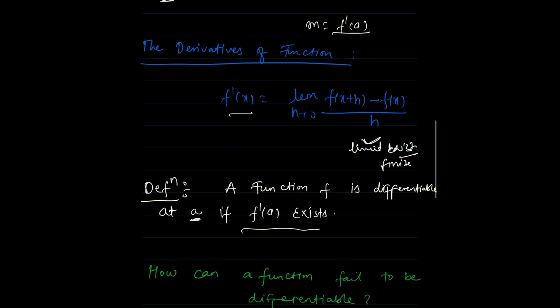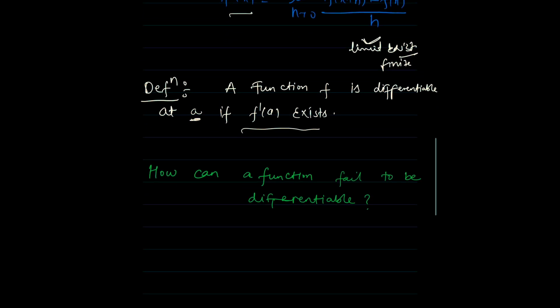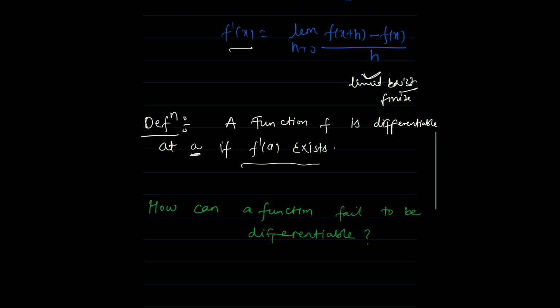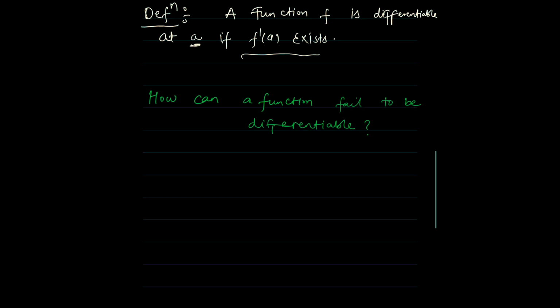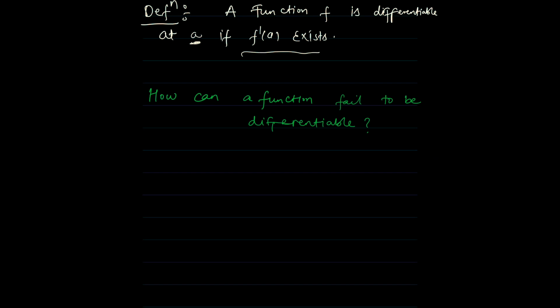So the next question is, how can a function fail to be differentiable? Here we see the definition of the derivative. If this limit does not exist, that means the function fails to be differentiable. So how can we say geometrically, by seeing the graph, whether it is differentiable or not?